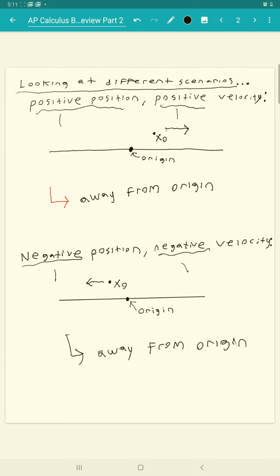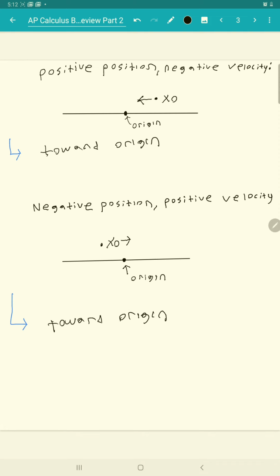And in both of these, it is moving away from the origin because, here, it is starting to the right and continuing to move to the right, and here it is starting to the left and continuing to move to the left. So it is moving away from the origin.